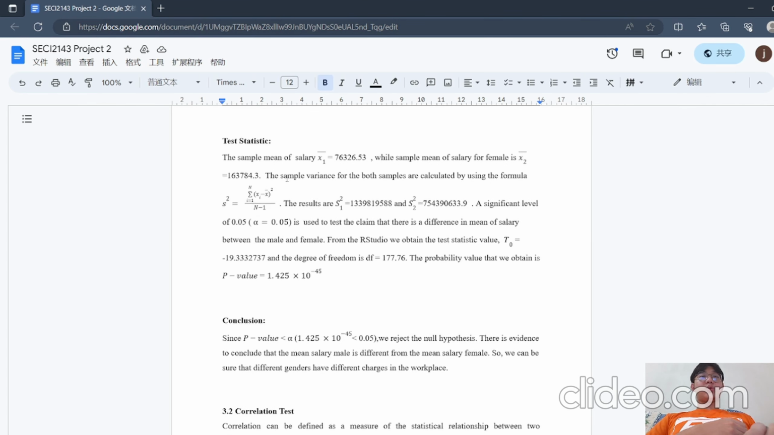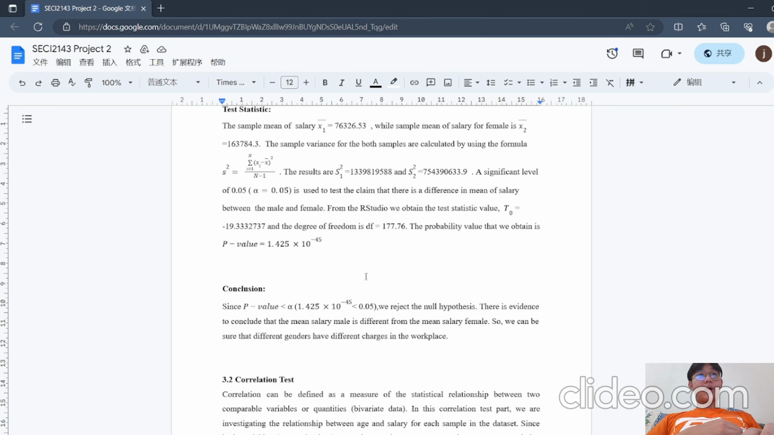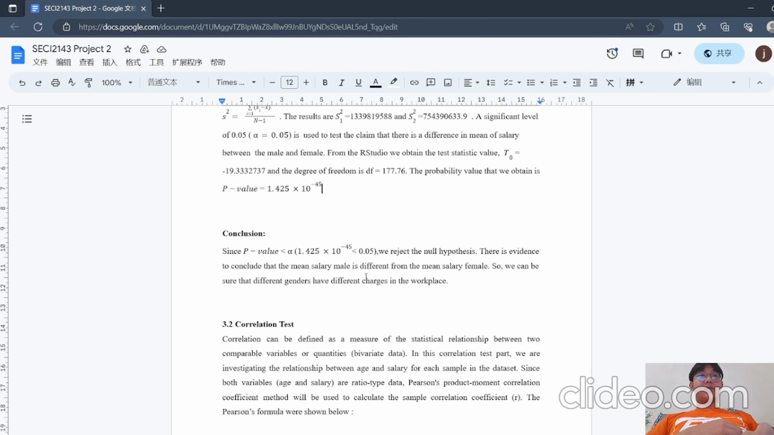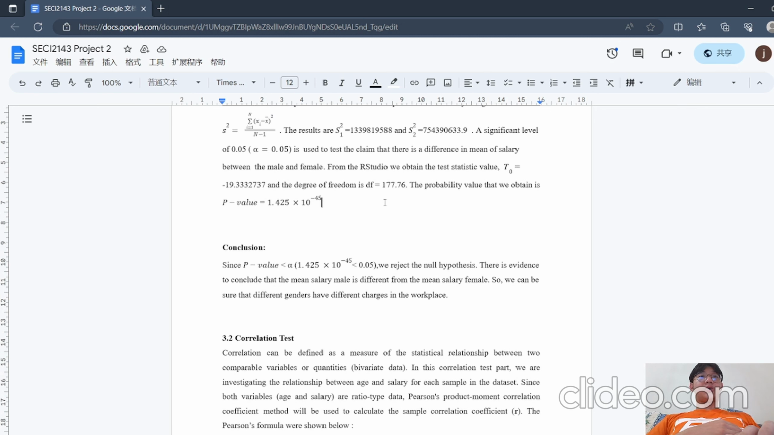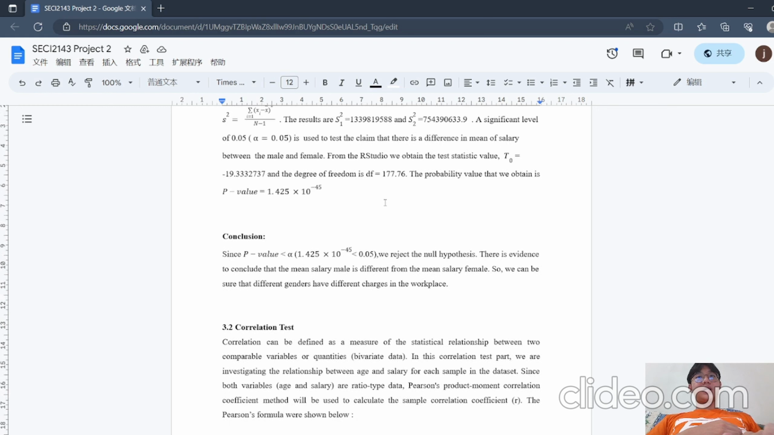We do the calculation to get mean 1, mean 2 and standard deviation, and we use RStudio to obtain the t value, and we have the degrees of freedom. Then we count up the p value. The probability value is 1.425 power of negative 45. Since we can conclude that the p value is more than the critical value, which is 0.05, so we reject the null hypothesis.